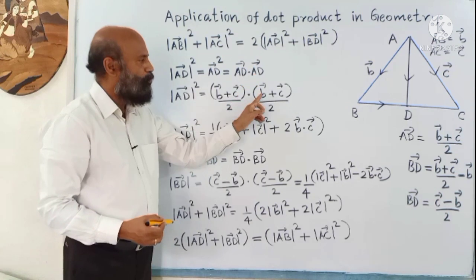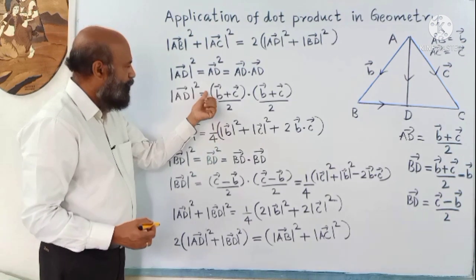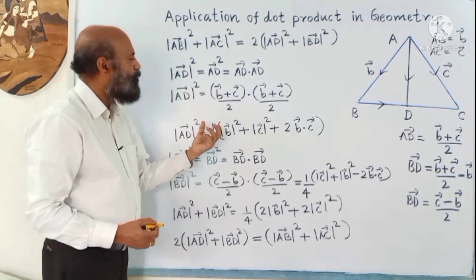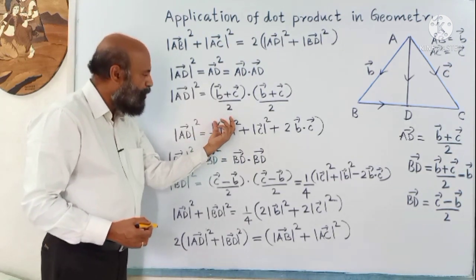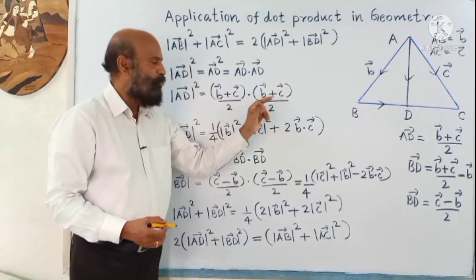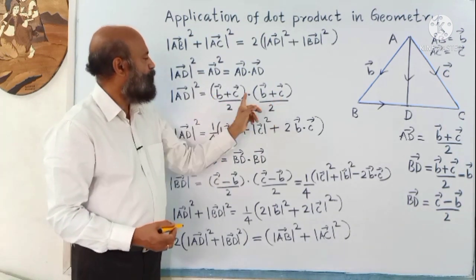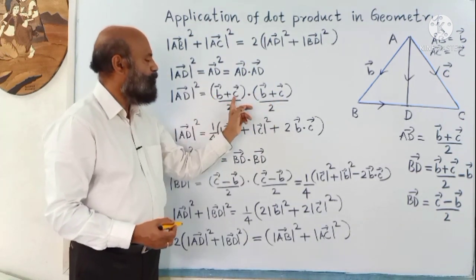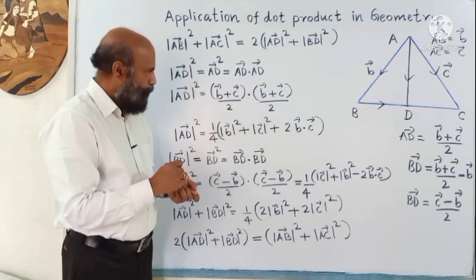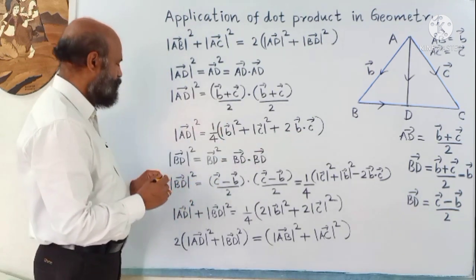Dot again AD vector, so B vector plus C vector by 2. 2 into 2, 4, so it can be written as 1 by 4. Then B vector dot B vector, that is B vector square, which can be written as modulus of B square. Then C vector dot C vector, that is modulus of C square. Then B dot C, then again B dot C. Dot product is commutative, so C vector dot B vector can be written as B vector dot C vector. So 2 times B vector dot C vector.